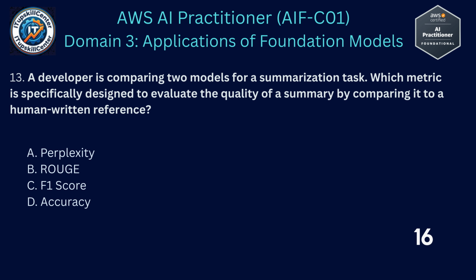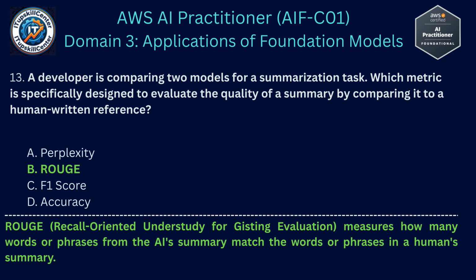A developer is comparing two models for a summarization task. Which metric is specifically designed to evaluate the quality of a summary by comparing it to a human written reference? ROUGE, recall-oriented understudy for gisting evaluation, measures how many words or phrases from the AI's summary match the words or phrases in a human's summary.